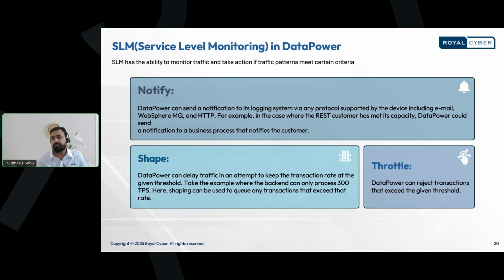I do not want to overload my backend nor reach a bottleneck. So I want to reject any of the calls coming beyond 120. Even that can be done using the throttling mechanism. So these are the three different actions that SLM in DataPower provides. Notify is a proactive measure to have a review of our existing configuration. Shape is where we make sure that there is no failure in the transaction, but I'm okay with a slightly delayed processing speed. Throttle is where beyond a certain limit we reject a transaction to safeguard our application and do not let it crash.